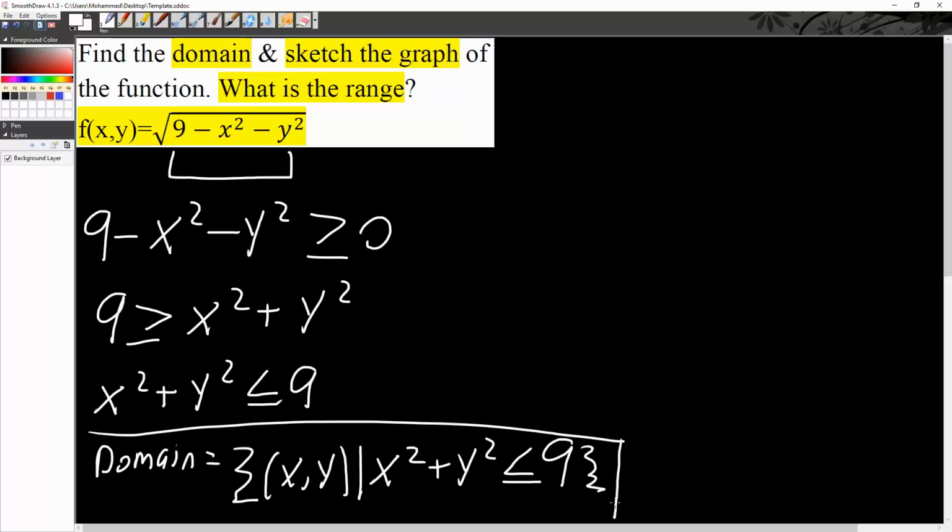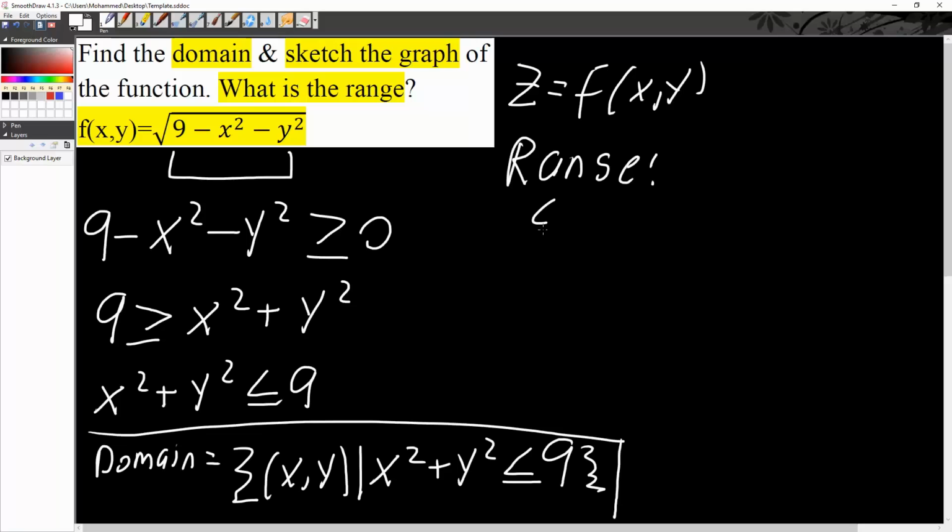And now we want to get the range. And so for the range, we can say that z is equal to f(x, y). So this is z essentially. And so we need to look at it. So the highest value that z can be is if x and y are 0. And if that's the case, the highest would be 3. And the lowest it can be is if x is 3, we would get 0. So the range would be something like this.